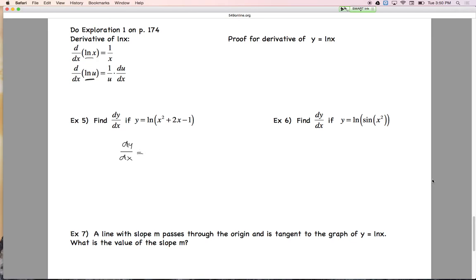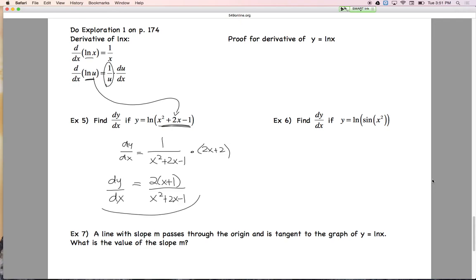Here it's going to be 1 over x squared plus 2x minus 1. That'd be your 1 over u part times the derivative of u, which is whatever is on the inside there. So that'd be just 2x plus 2. And so your derivative, you can factor a 2 out on top if you want. Make that 2 times the quantity x plus 1 over x squared plus 2x minus 1. And you don't have to factor out that 2. That's entirely up to you. There's your derivative. Nothing to it.